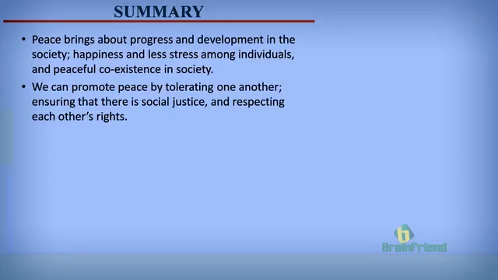We also learned that peace brings about progress and development in society. It also allows people to live in happiness and reduces stress on individuals. And it also brings about peaceful coexistence in society. We also learned that we can promote peace by tolerating one another, ensuring that there is social justice, and respecting the rights of others. Having learned all of these today, we should be able to answer certain questions about living peacefully in a society. Let's try this question.